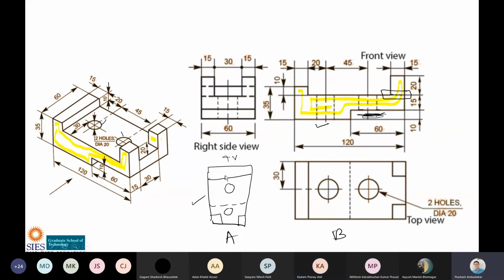This top view has to be drawn by viewing the object from here, and this top view is drawn by viewing the object from here. So this one, drawn by looking from here, is wrong. The view is the same, the view is correct, but the orientation is wrong, because this has been drawn rotated by 90 degrees, so it is wrong. I think there is nothing to explain in this top view.